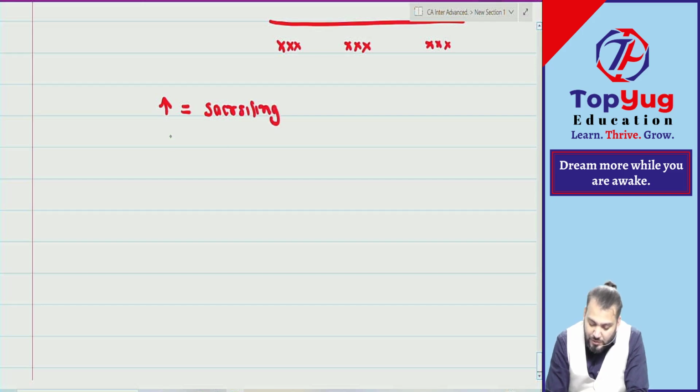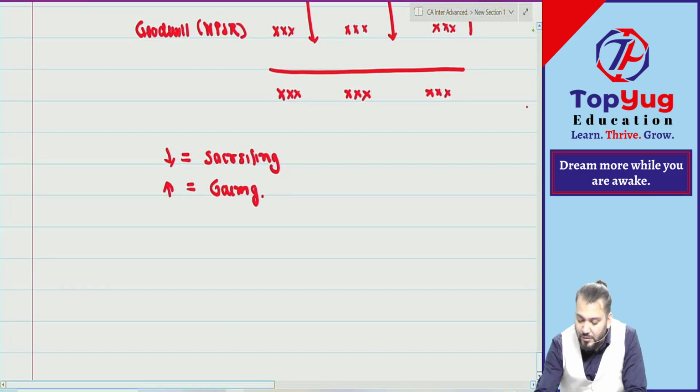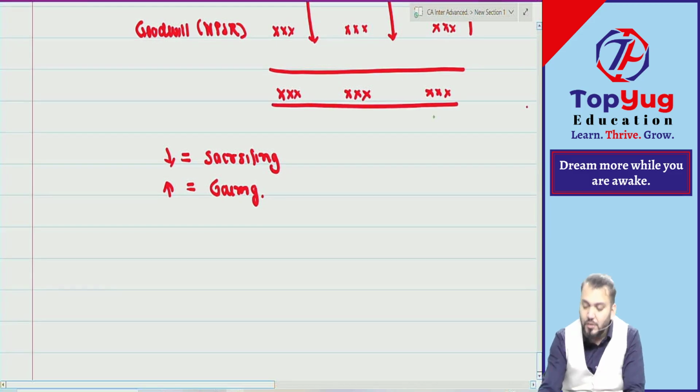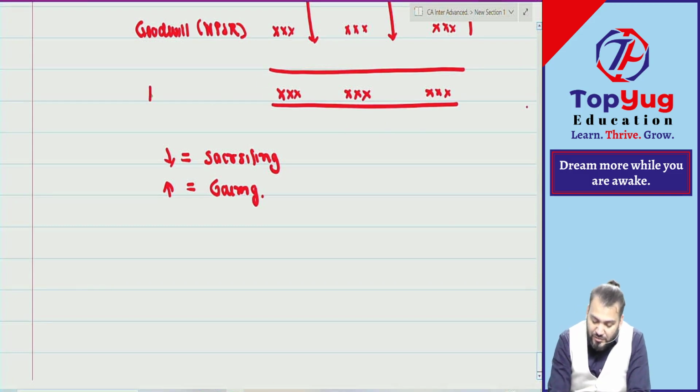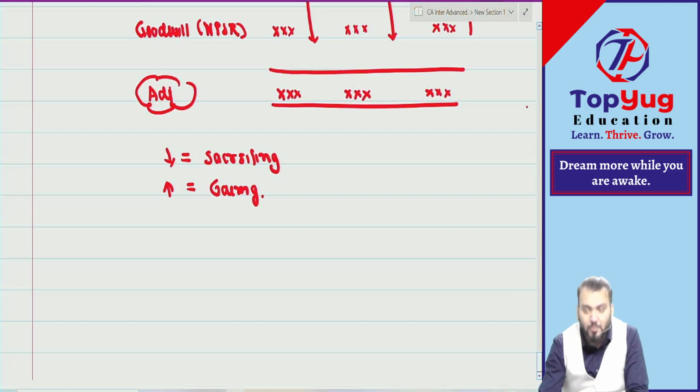Sacrificing partners. If the value is decreasing, then sacrificing partners. If the value is increasing, then what? Gaining partners. So you can easily find out who is gaining and who is sacrificing, and with this amount we will pass the journal entry. This is the adjusted amount, the amount of adjustment. So with this amount we will pass the journal entry.